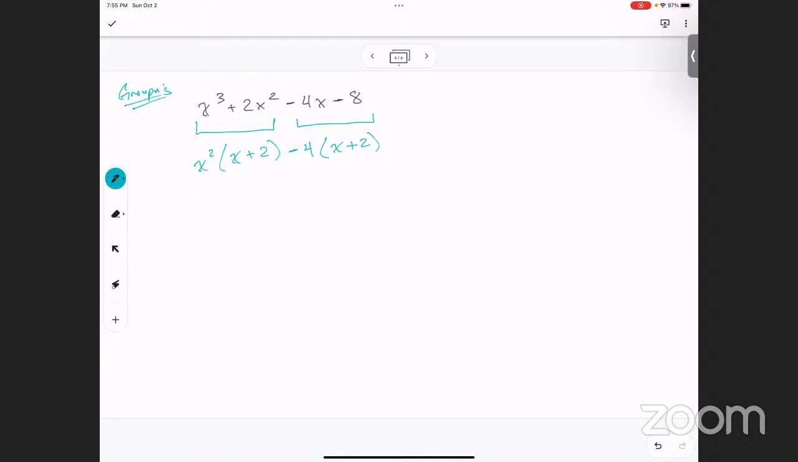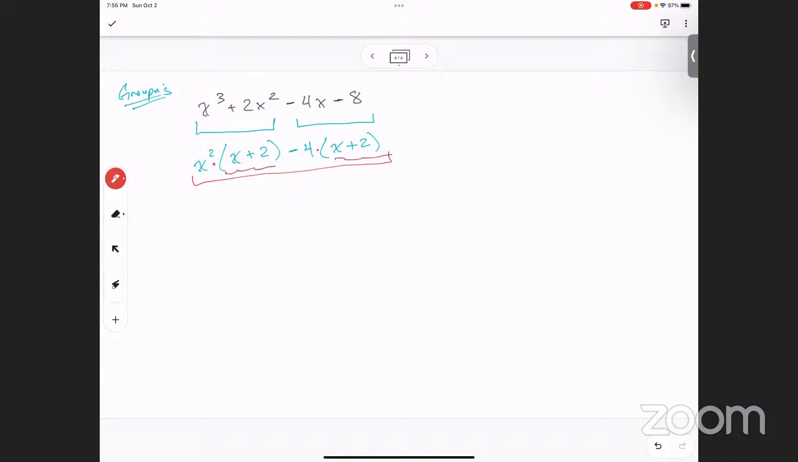Right. And now what do these two things have in common now? What factor do they have in common? Remember, the factors of this are x and x, and then x plus 2, right? And the factors of this are 4, or 2 and 2, and x plus 2. So what do these two have in common? An x plus 2. They both have an x plus 2.